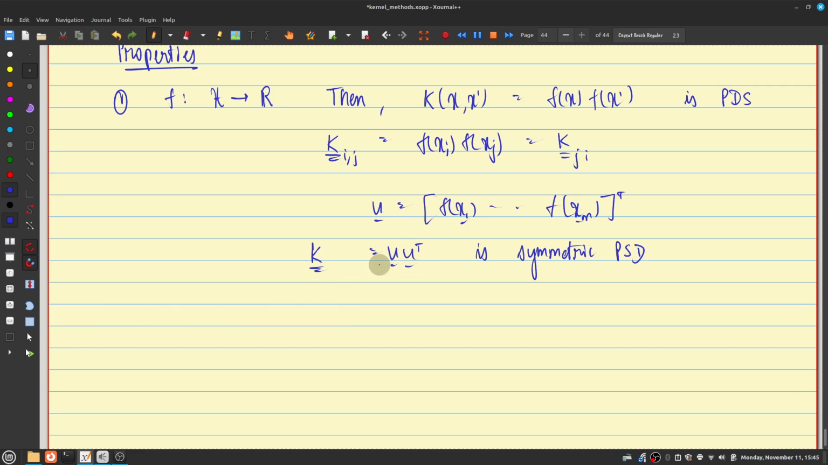In fact, that's another way of verifying that it's symmetric PSD. x transpose Kx is simply equal to u transpose x the whole squared, which is always non-negative. u is in fact the eigenvector, and the 2-norm of u squared is the corresponding eigenvalue.